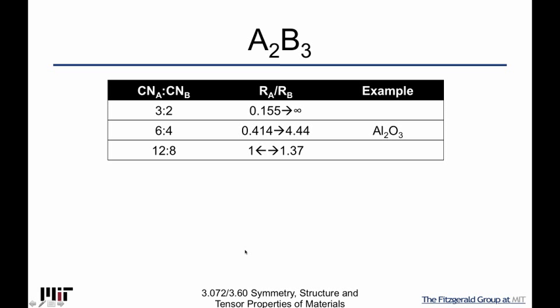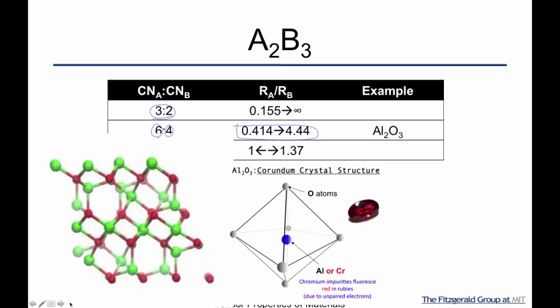Finally, there are more complex ones as we go up. Here is an A2B3. Now we take the ratio here and we say there's a 3:2. If it's 3:2, there's no problem here, but if it's actually coordination of 6 and 4, I am restricted. And an example of that is Al2O3, which is a little bit difficult to see, but there are a couple of ways.